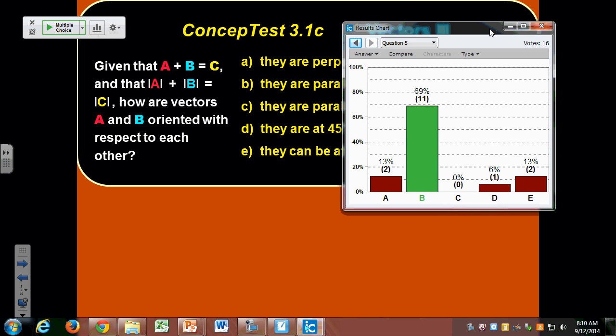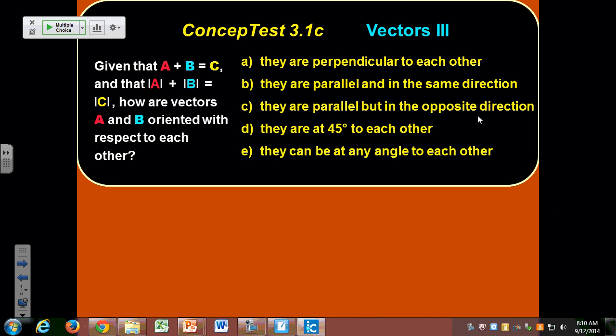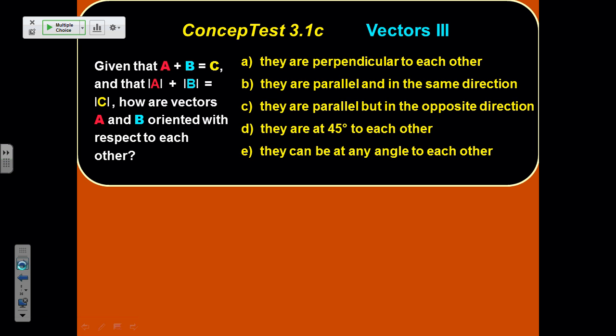Okay, parallel and in the same direction. So this is saying that if I add these two vectors, a and b, they give the vector sum c. But it's also saying that if the magnitude of a is 2 and the magnitude of b is 3, then the magnitude of c has to be 5. And that's only true if they're parallel and in the same direction. Very good. Y'all doing pretty good on these.